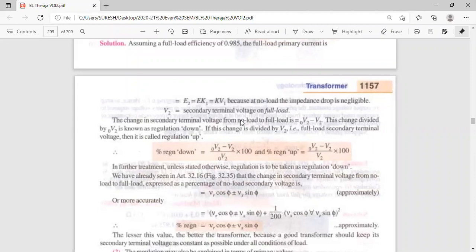Did you open the secondary winding in the no load test? We are not connecting any load. Is it okay? We are not connecting any load in the secondary winding. I will draw it on the board so that you can understand.